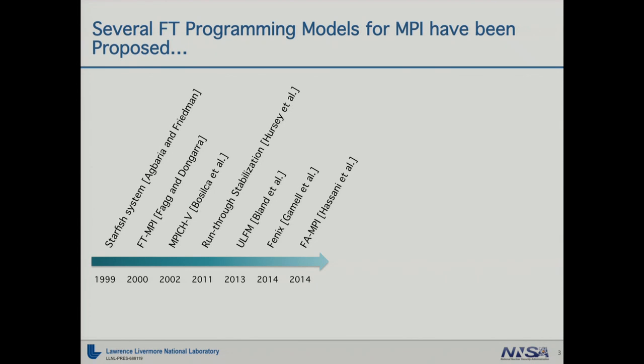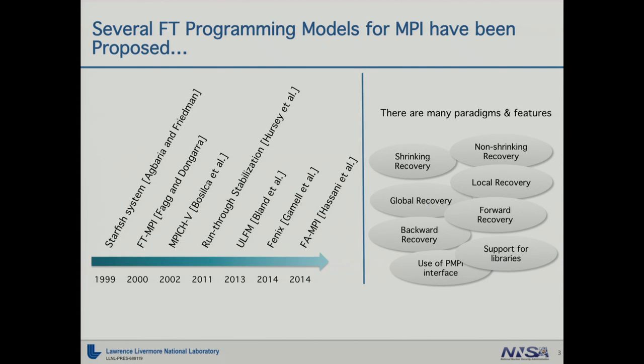Then we've seen several techniques to handle fault tolerance that have been proposed in the MPI forum, for example, FT-MPI, and recently ULFM, and then on top of ULFM we have Phoenix, and then FA-MPI. In addition to this, there are several paradigms and features of these techniques, including whether they do global recovery or local recovery, shrinking versus non-shrinking recovery, forward versus backward recovery, and whether they use the profile interface or not.